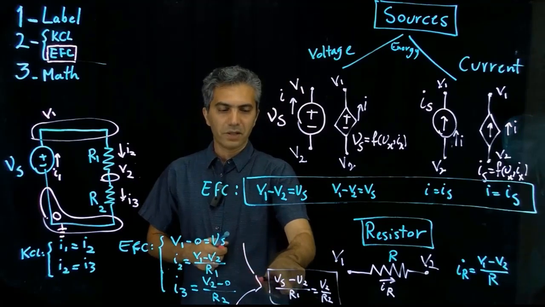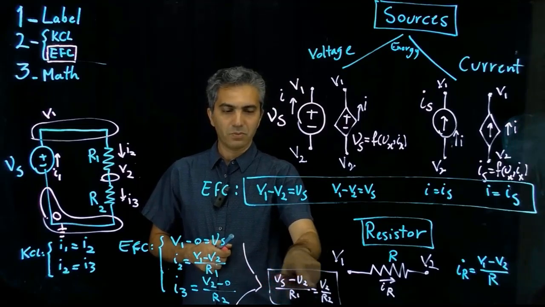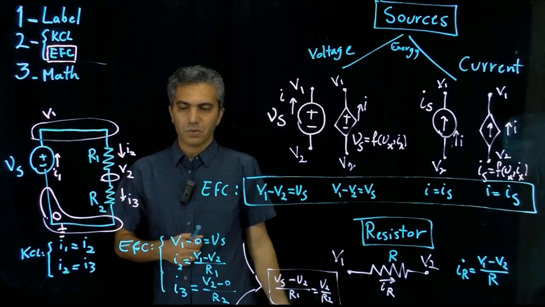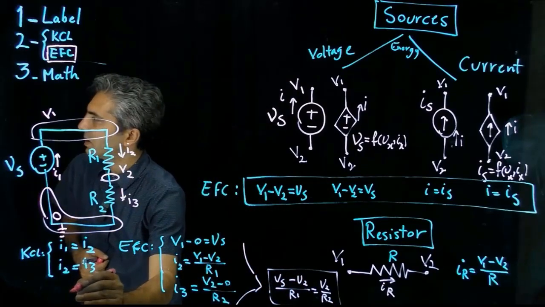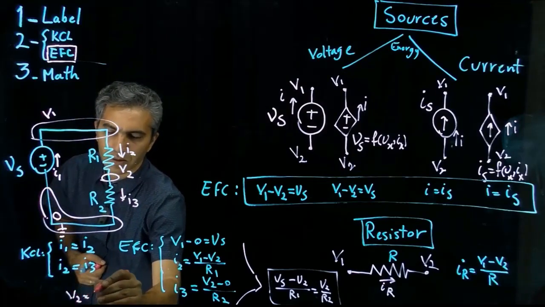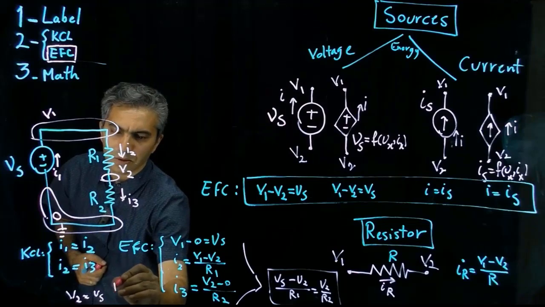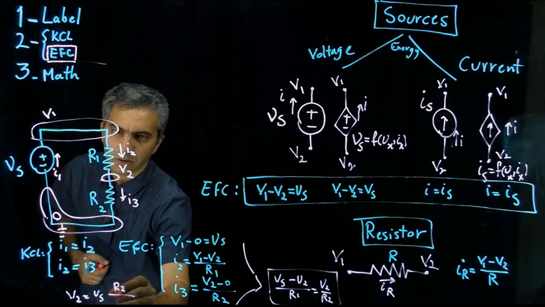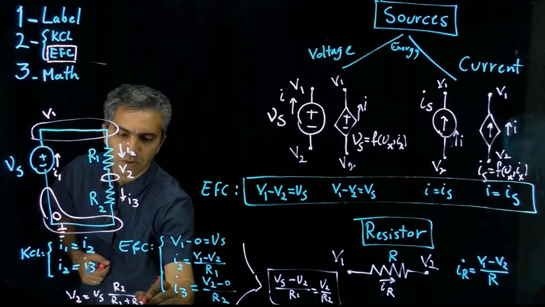So Vs is a known value, R1 is a known value, R2 is a known value. We'll just move these components around and I get an equation for V2. I'm going to write it down here. So V2 would be Vs times R2 over R1 plus R2.